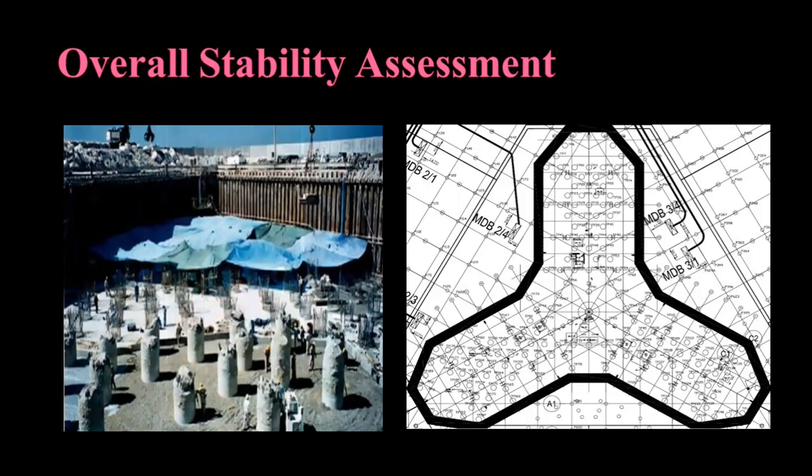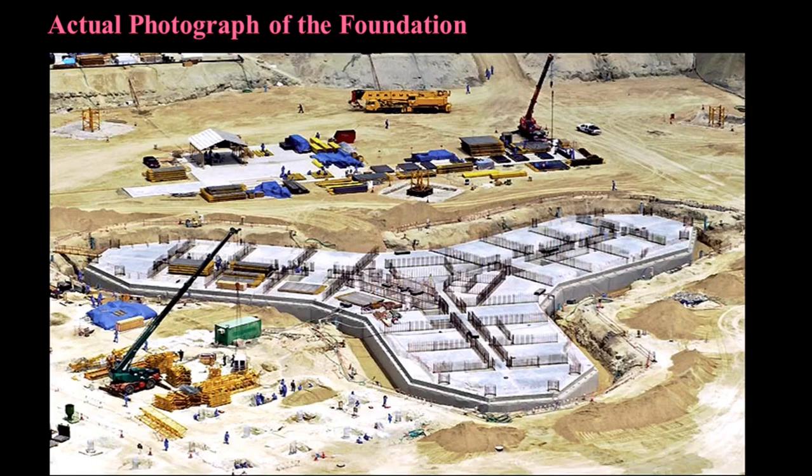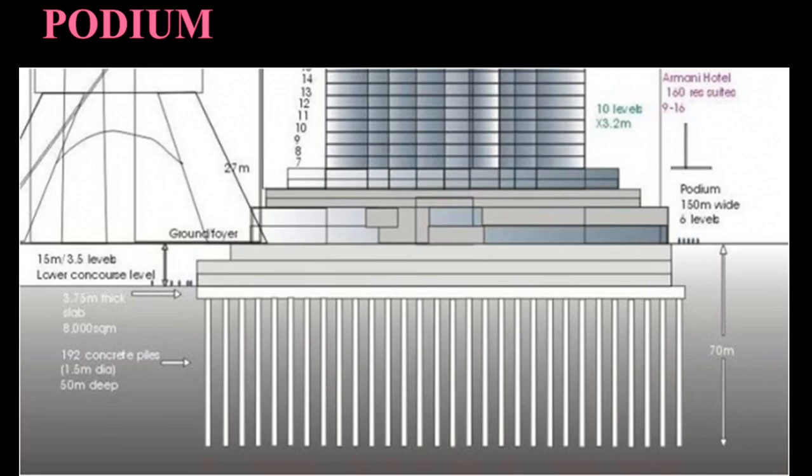It is founded on a 3.7 meter thick raft supported on bored piles, and the diameter of each pile is about 1.5 meters, extending approximately 43 to 50 meters below the base of the raft. The minimum center-to-center spacing of the piles for the tower is 2.5 times the pile's diameter. This image shows the actual photograph of the foundation. And about its podium level, the podium provides a base anchoring the tower to the ground, allowing great access from three different sides to three different levels of the building.